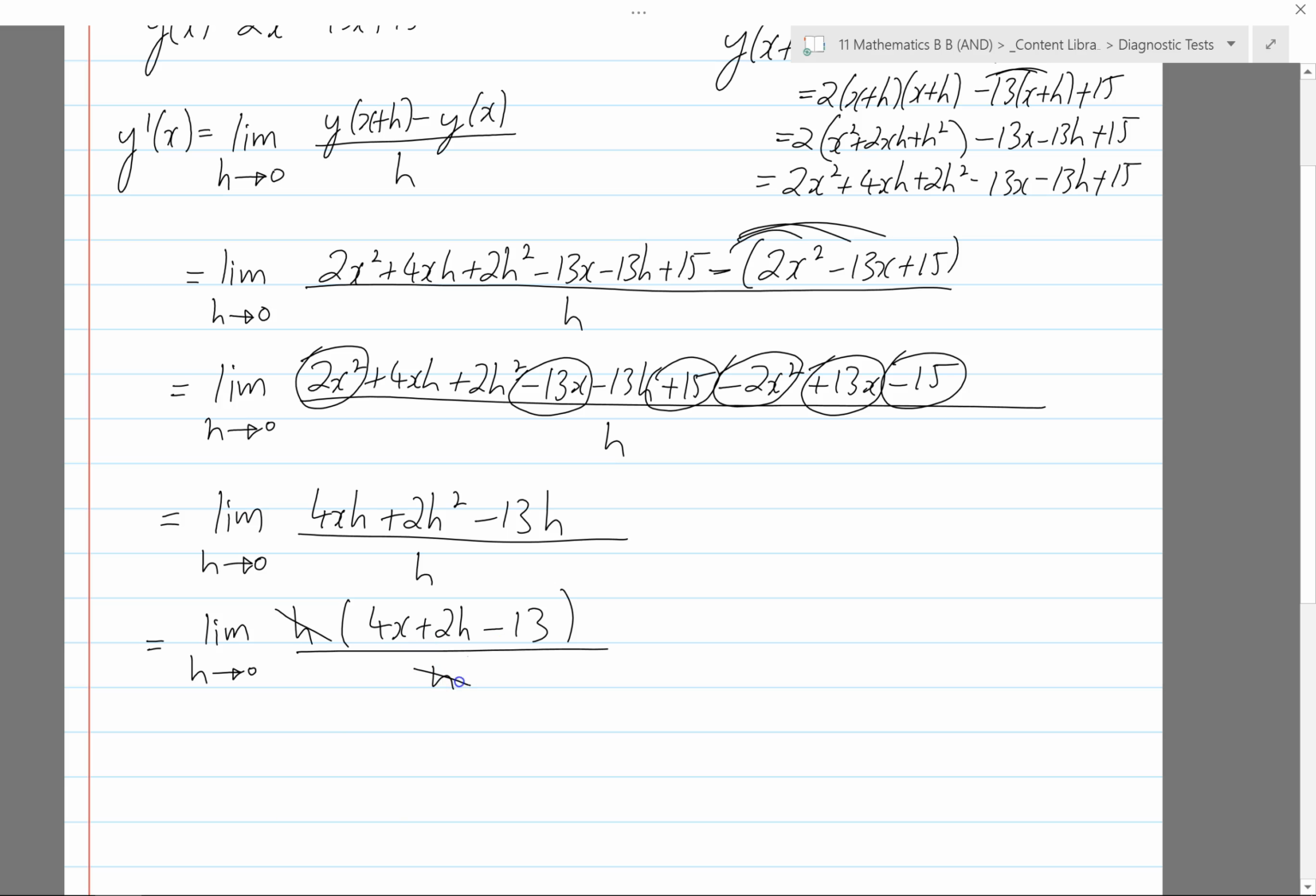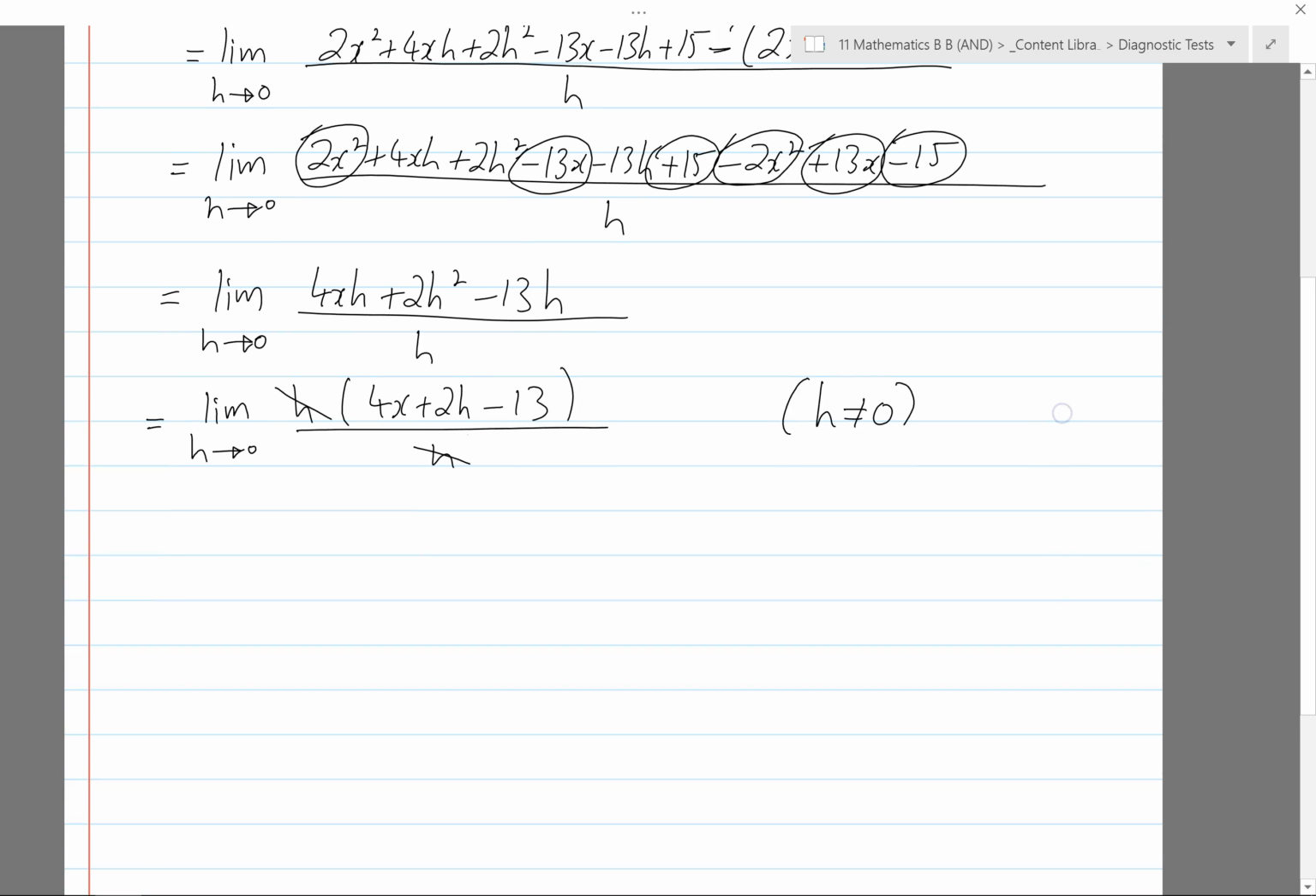And now I can cancel these h's as long as h never actually gets to 0, which we'll pretend that it never does. Even though I'm now going to substitute in this h equals 0 into this expression. I'm literally now going to forget writing the limit, just put a 0 in there, and I'm left with 4x minus 13 is my y dash of x.